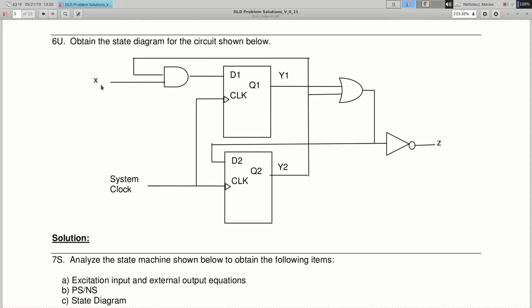Should be 1, right? It's basically And D1. D1 down here, Y2 ANDed with X. Oh, okay, you're right. You're right in order. All right, so go ahead and do Z. And so you can write an equation for Z.